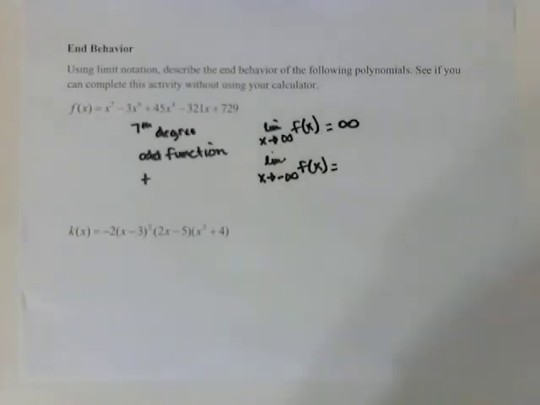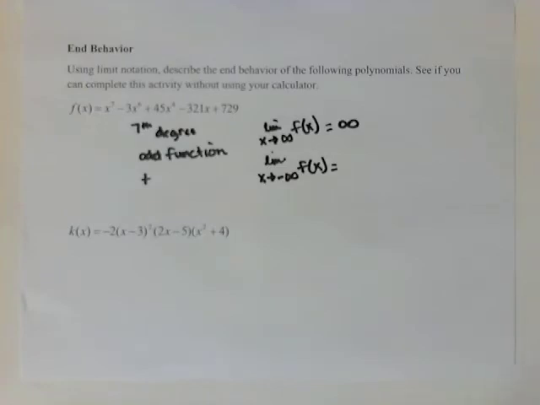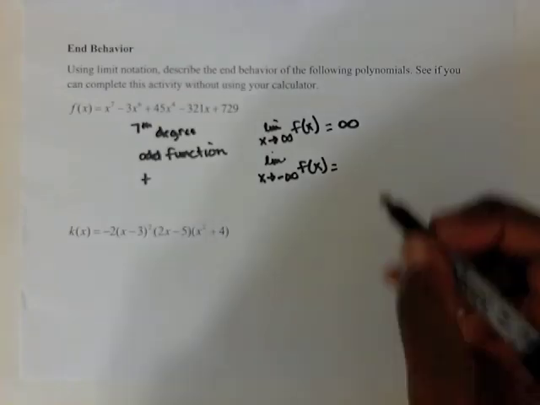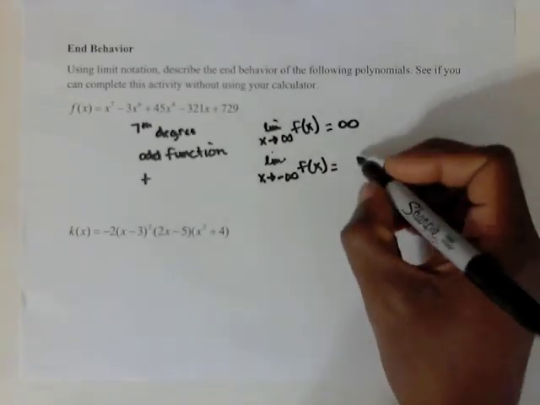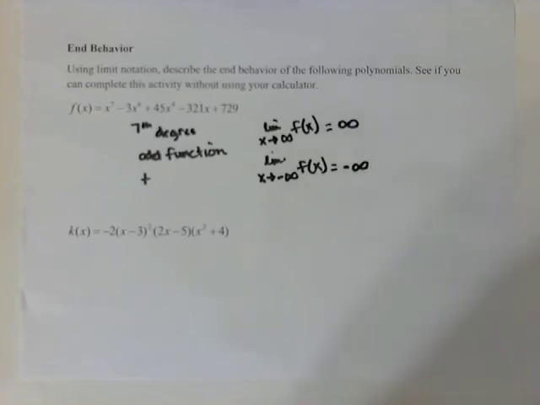Now when we put in a very large x, but it's negative, again, the x to the 7th will dominate all of this, and since it's an odd function, if we put in a negative number, we'll have an odd number of negative numbers being multiplied by each other, which will give us a negative output. Therefore, the limit as x approaches negative infinity will be negative infinity for f of x.